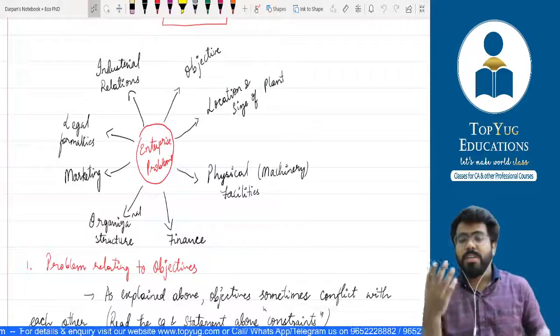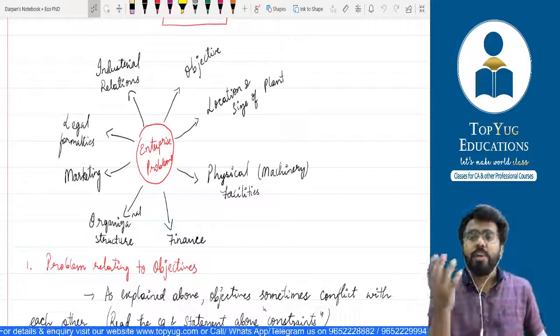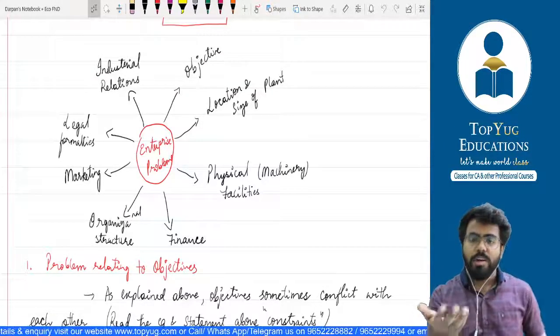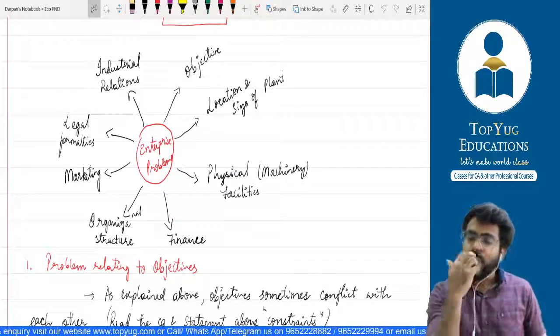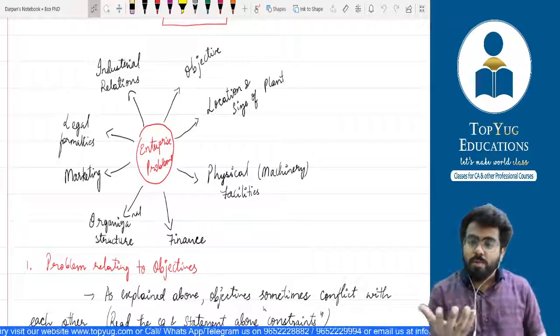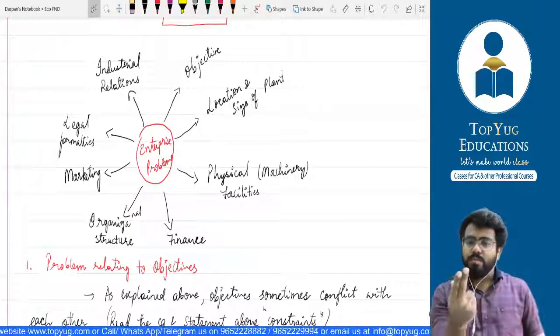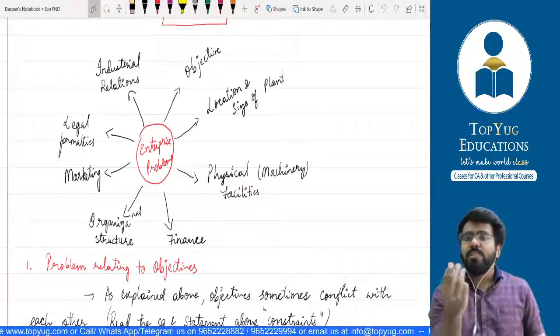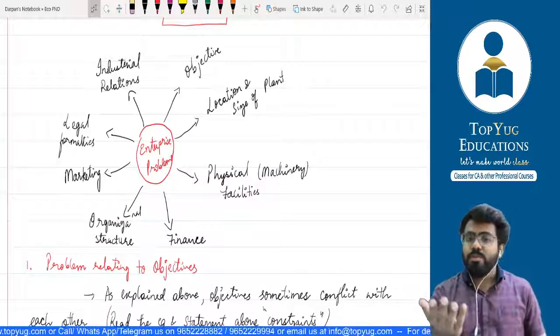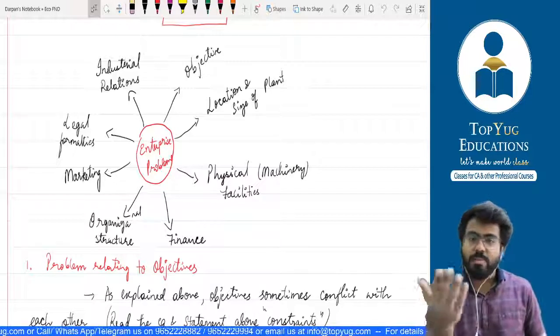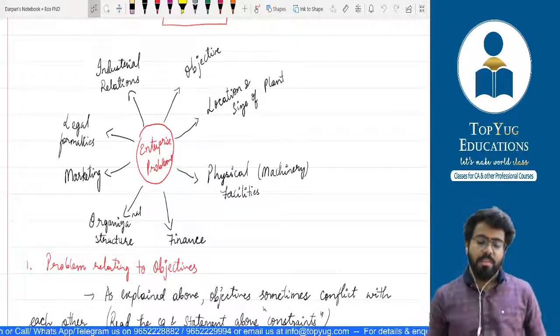Then next is what? Problems relating to legal formalities, in which a CA would help the enterprise. What are these? These are your legal formalities, like your rules and regulations that you have to follow, the taxes that you have to pay, the accounts and records that you have to maintain, the returns that you have to file with the departments, correct? The information that you file with the departments and everything.